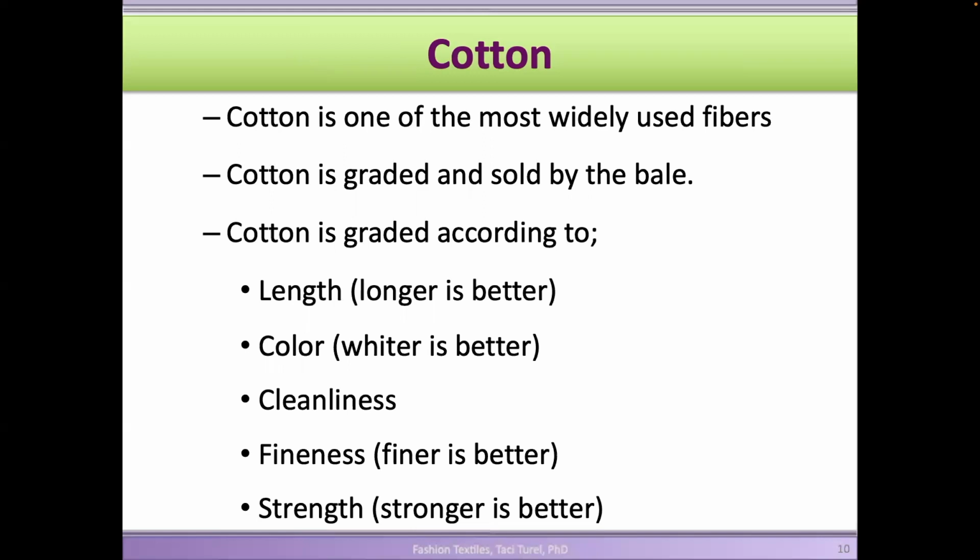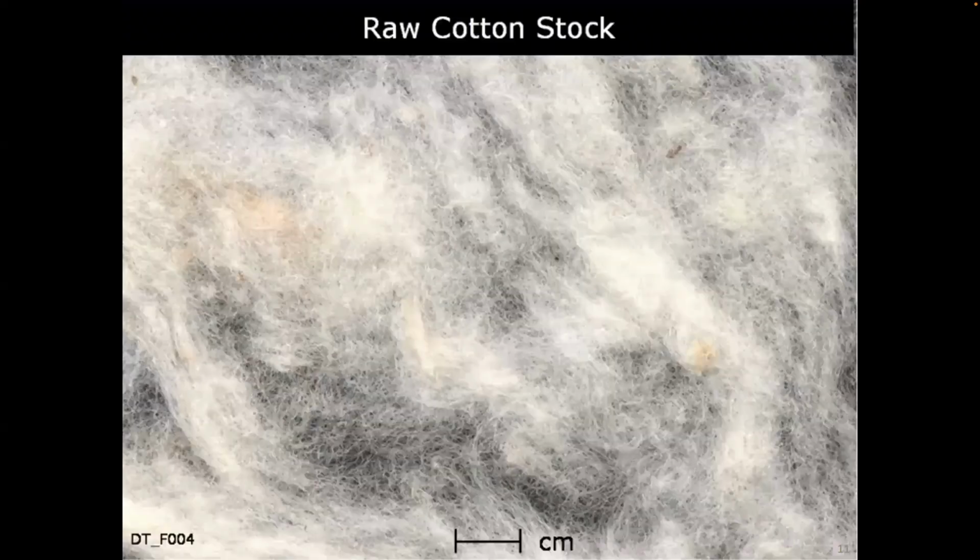And when we define cotton, we define it based on its grade. Grade of cotton means the quality of cotton, basically. And we categorize cotton for different grades based on its length, color, cleanliness, fineness, and strength. So the longer the fibers are, the better. The whiter the color is, the better. The finer the fibers are, the better, and the stronger is better.